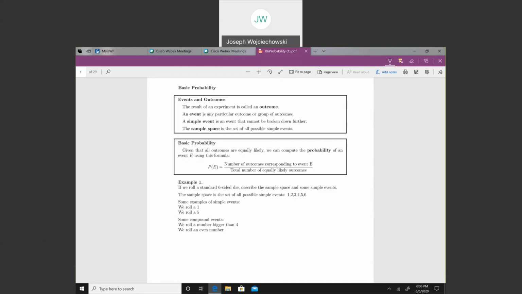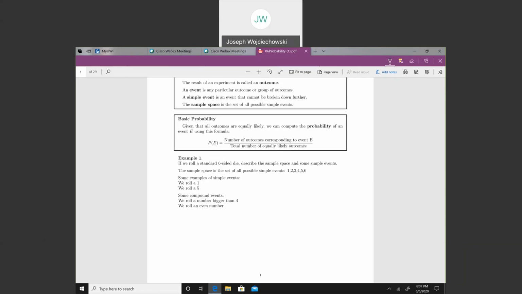So example 1, if we roll a standard six-sided die, describe the sample space and some sample events. The sample space is the set of all possible events, which is we can get a 1, 2, 3, 4, 5, or 6. Some possible examples of simple events: we may roll a 1, we may roll a 5. Some compound events: we could roll a number larger than 4, or we could roll an even number.